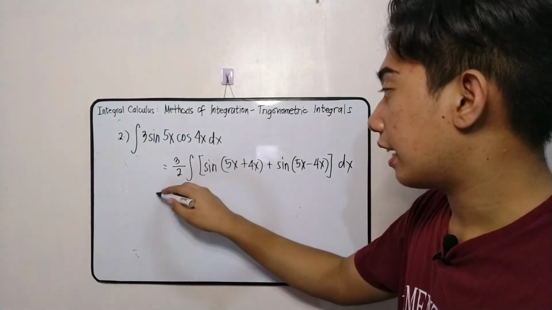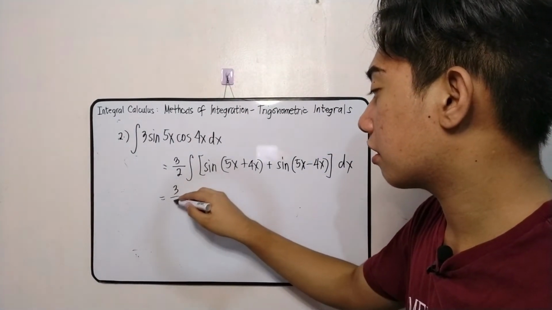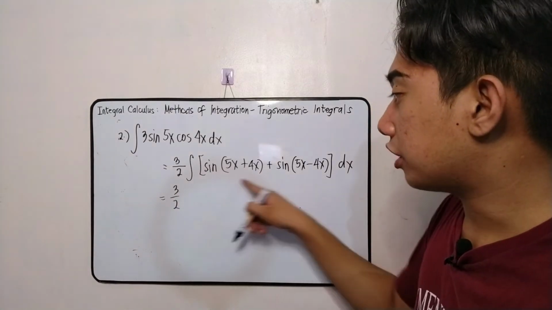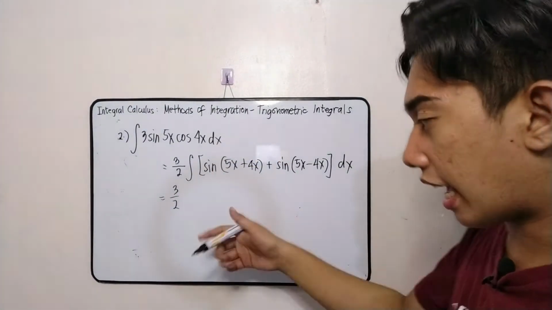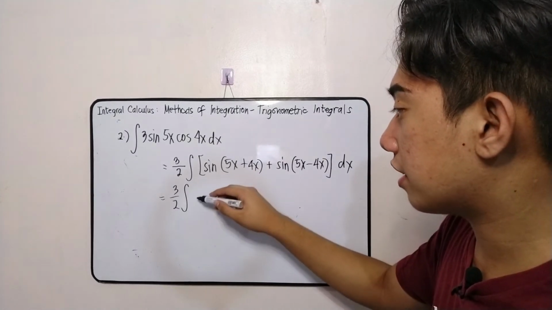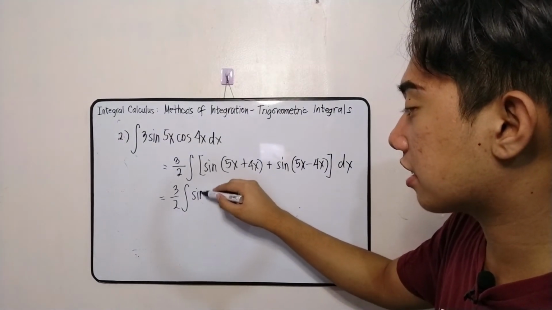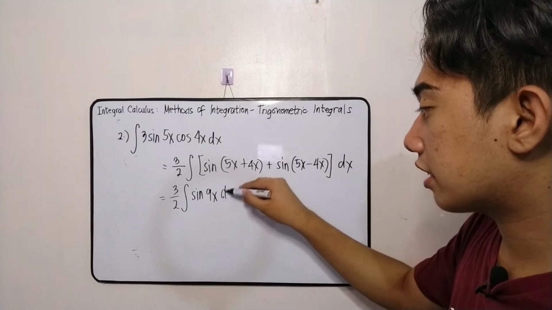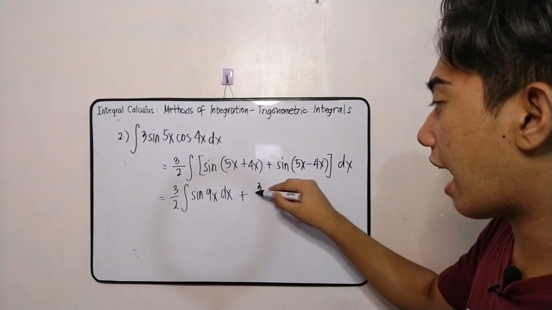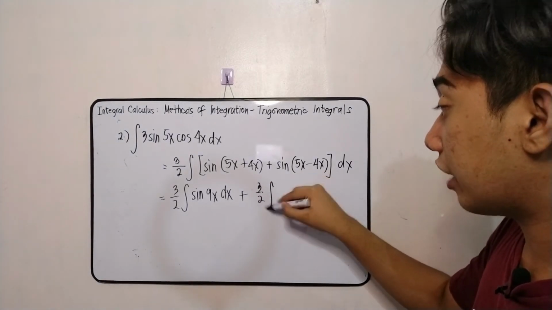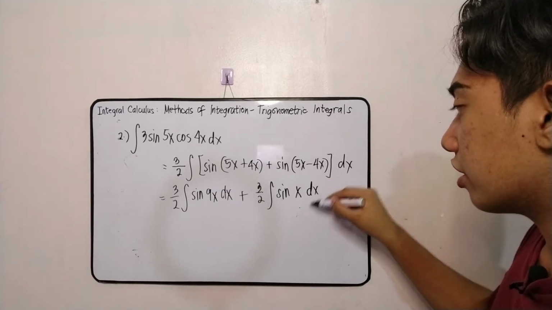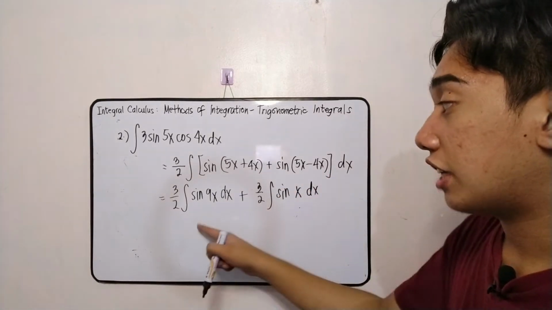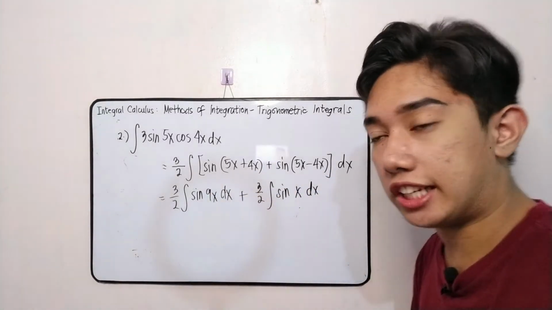Okay? Next is, we need to simplify the angles and distribute na lang the constants in the signs. So, this becomes 3/2 the integration of sine 9x dx plus 3/2 the integration of sine x dx. So, for this case, madali lang siya. Dito, medyo magle-let u tayo dito.